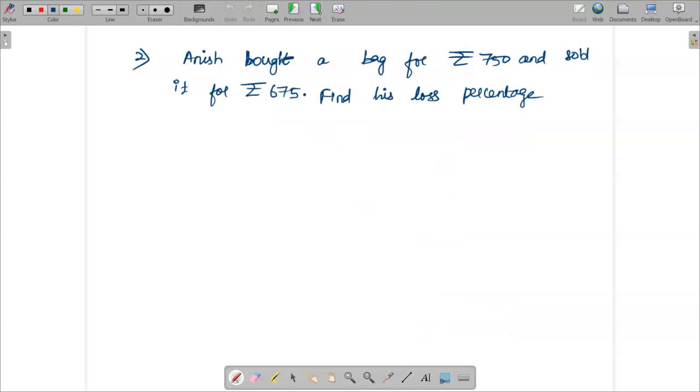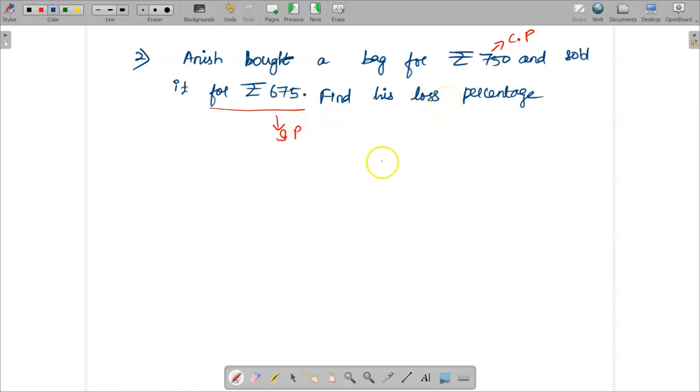So next problem. They have given that Anish bought a bag for rupees 750 and sold it for rupees 675. Since he bought the bag for this price, it is going to be the cost price, and he sold it for this price, which is nothing but the selling price. So the cost price is higher when compared to the selling price. Definitely we will get a loss only.